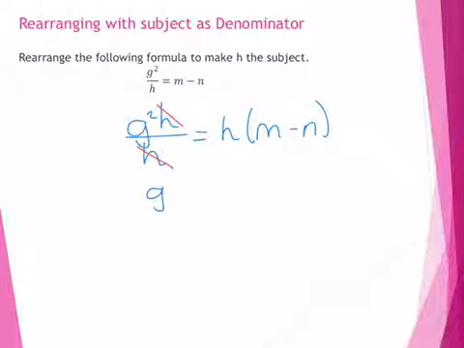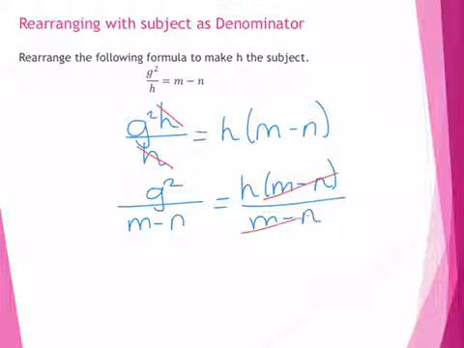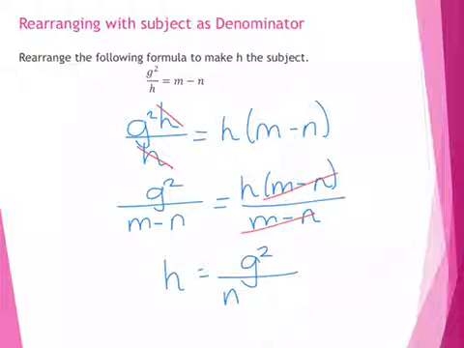So I've got g squared over m minus n, and that's going to equal what we had before over m minus n. Now again, you can see we've got this whole bracket cancelling with all of that on the bottom, and now you can see that we've got the h by itself. So we've done our job. As we did in the previous example, I'm just going to rewrite it with the subject on the left hand side. So it's h equals g squared over m minus n.